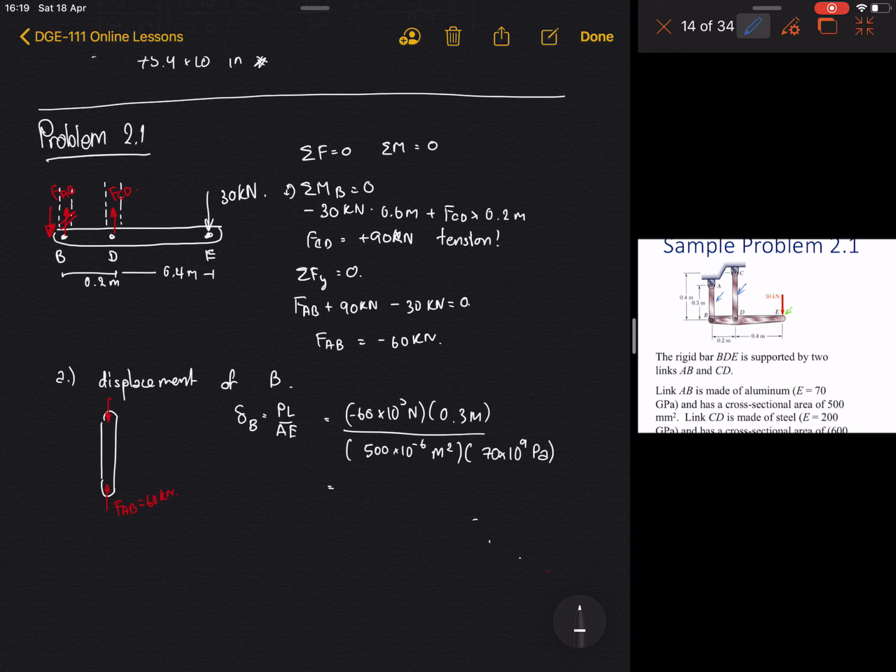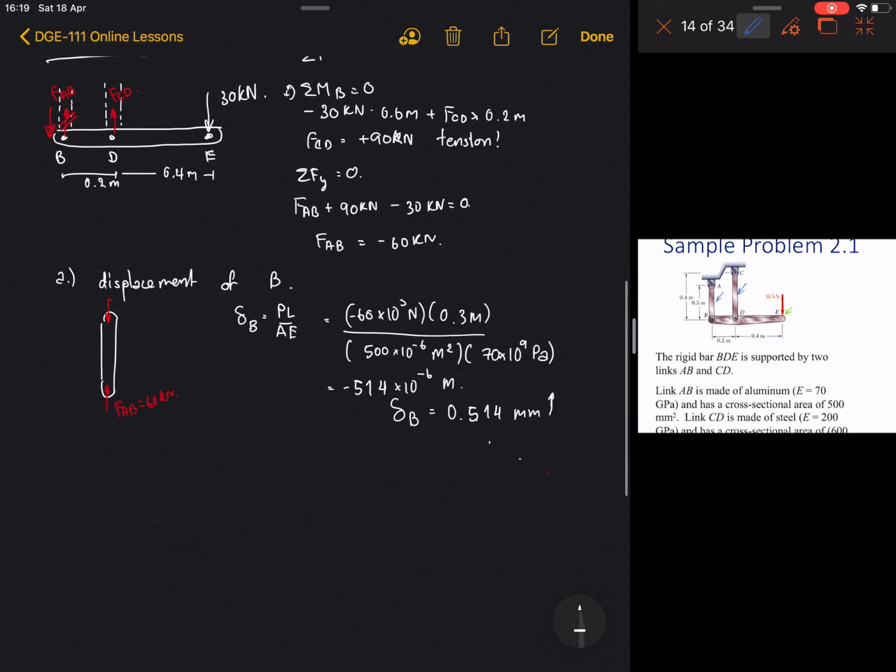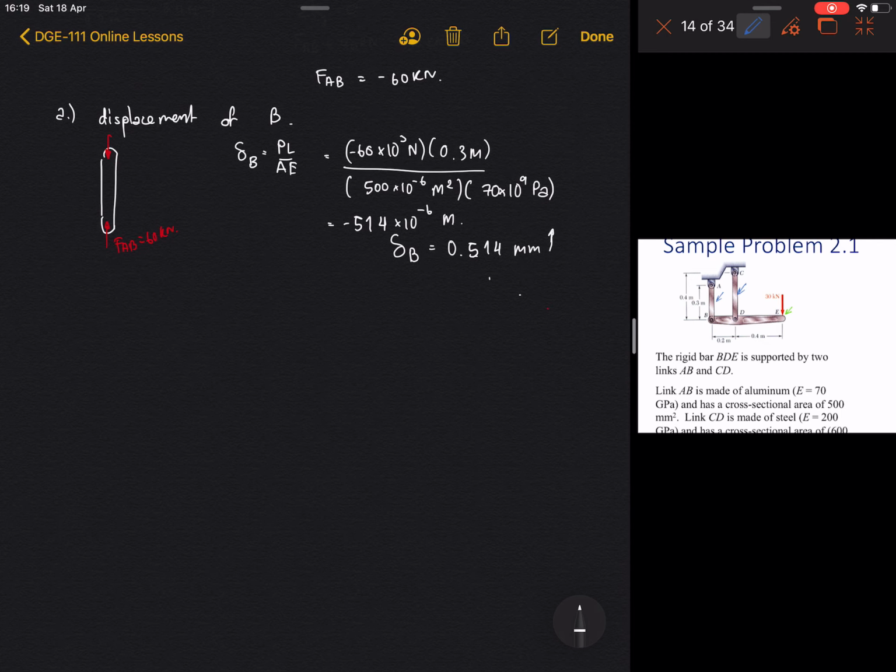Then we will get a deformation of minus 514 times 10 to the power of minus 6 meters. So we have a deformation or displacement of 0.514 millimeters upward. Okay. Next, the displacement of D.